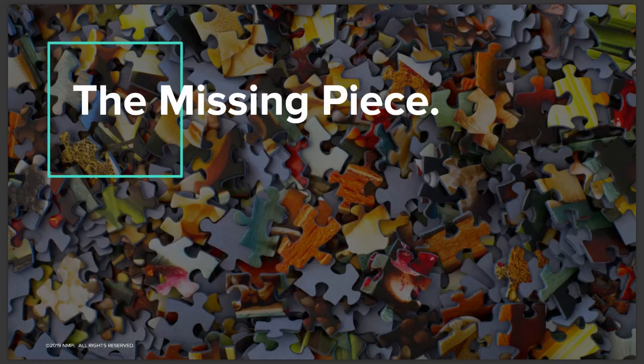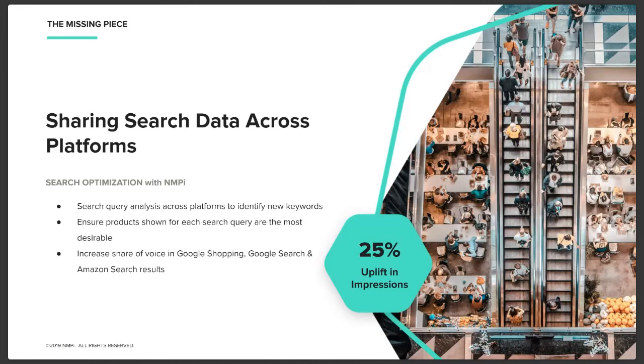As I'm sure you've seen from the presentation so far, there are a lot of similarities between Google paid search and Amazon ads. And we can use this similarity to enhance performance on both platforms. Here at NMPI, we utilize search optimization processes to analyze search queries and trends and identify new keywords to add back into campaigns. So using that data to ensure our products are showing for the most relevant search terms to that product. And these strategies together have led to an increase in our share of voice on our channels and an uplift in impressions of 25%.